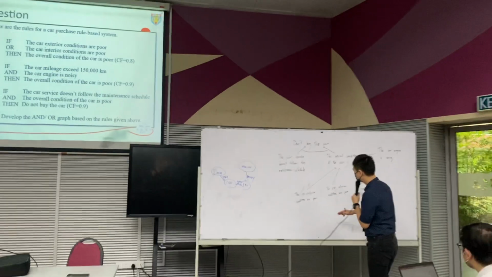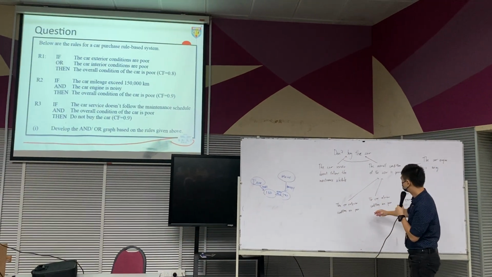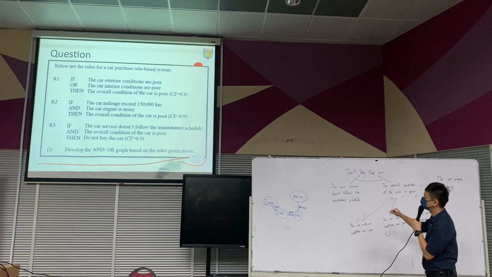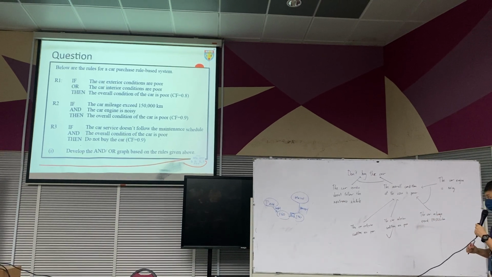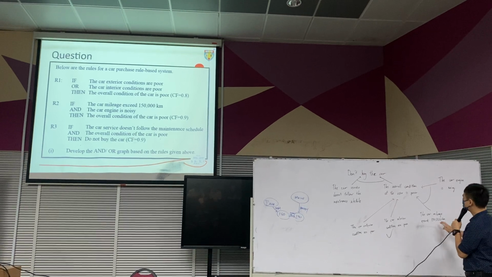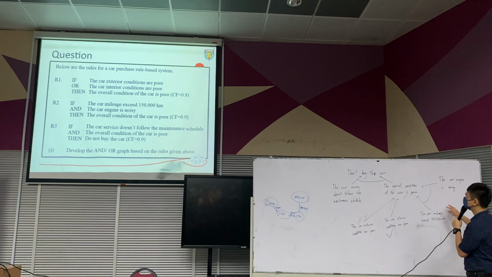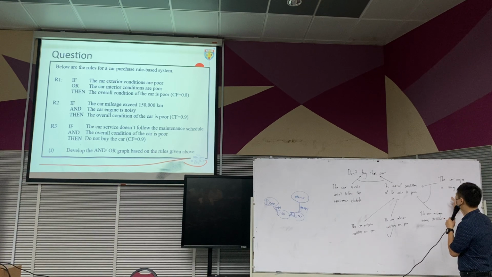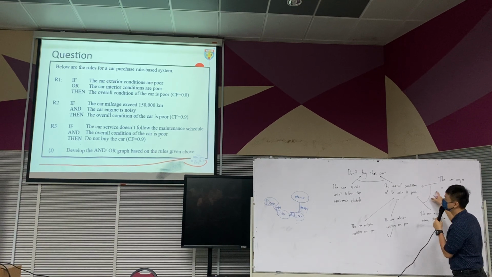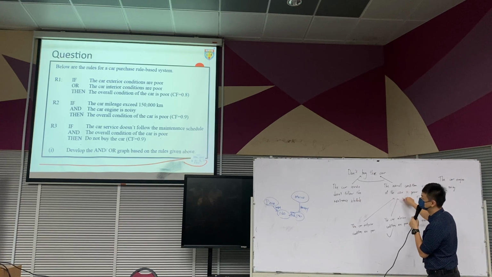Interior, okay, exterior, interior, okay, good. So you don't have a joint here because you're using OR. Rule number 2: the car mileage exceeds 150. Okay. The car engine is noisy. Okay, so join together. Then you give overall is poor.